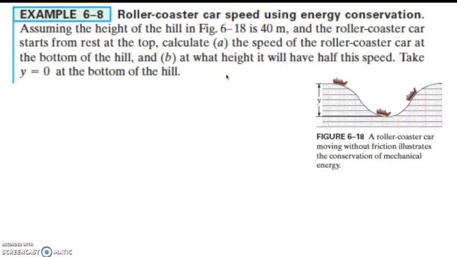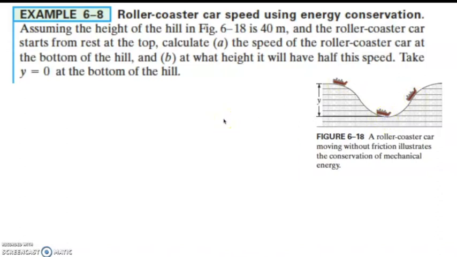Roller coaster car speed using energy conservation. So we have a height of a hill being 40 meters, and the car starts from rest. We want to find the speed at the bottom, and at what height this car will have half the speed that it does at the bottom. And we want y equal to 0 at the bottom of the hill. So all potential, all kinetic, and then somewhere in between, right?